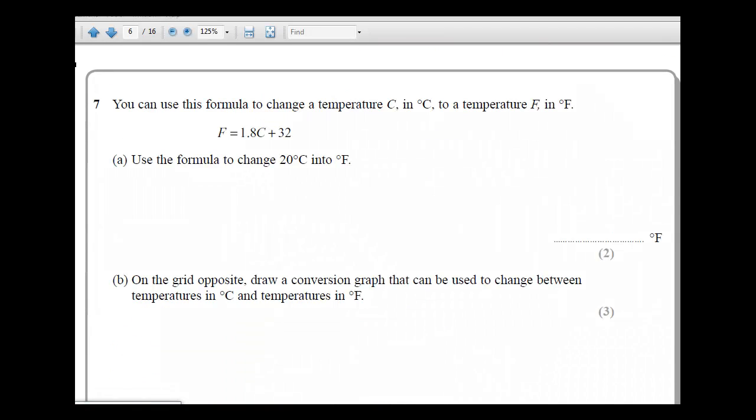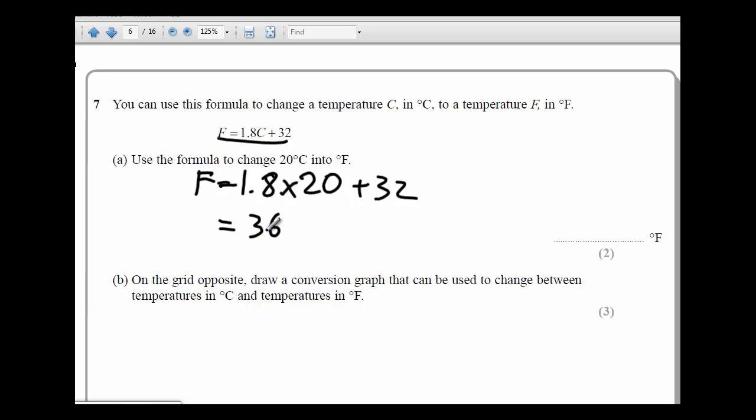Okay, next question. I want to change the temperature from Celsius to Fahrenheit using this formula that I'm given. So let's change 20 degrees centigrade into Fahrenheit. So my temperature in Fahrenheit is 1.8 times by the temperature in centigrade, which is 20, add 32. So 1.8 times 20 is 36, add 32, which is 68. So 20 degrees centigrade is 68 degrees Fahrenheit.